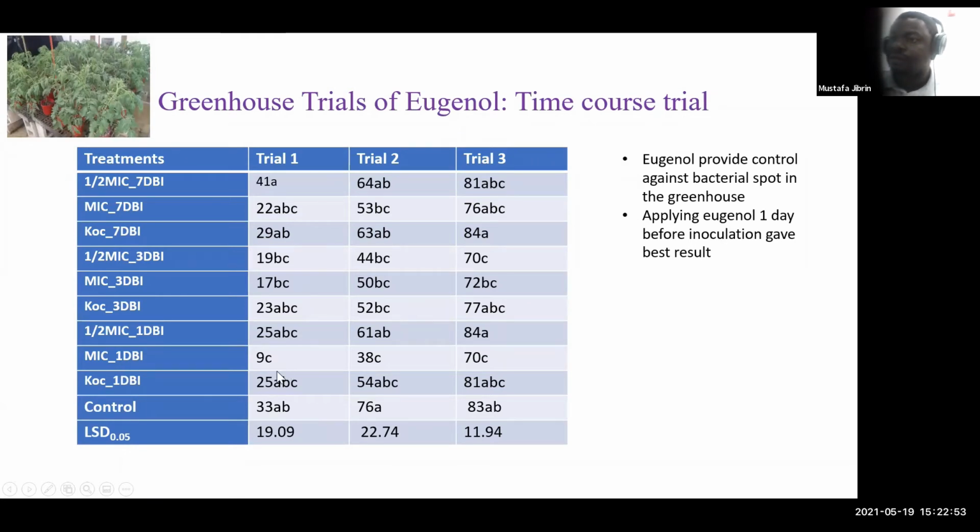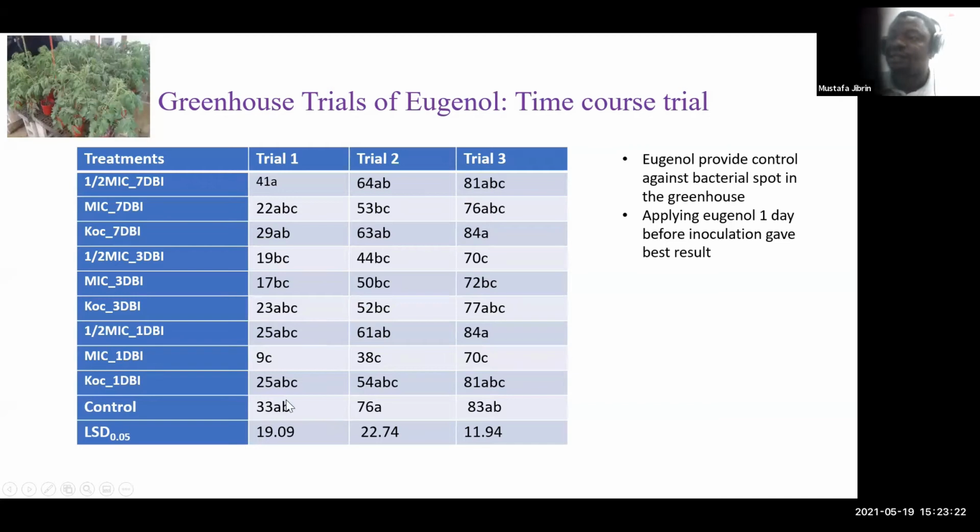So in the control, we find that in trial 1, for example, applying eugenol 1 day before inoculation gave a better control of bacterial spots than the control where nothing was applied. The same thing in trial 2 and in trial 3. Even though they are similar to other treatments, we give our ratings mostly against the control where no chemicals were applied.